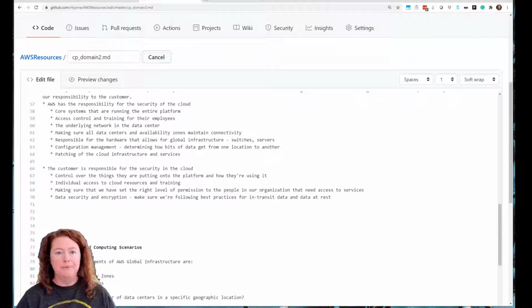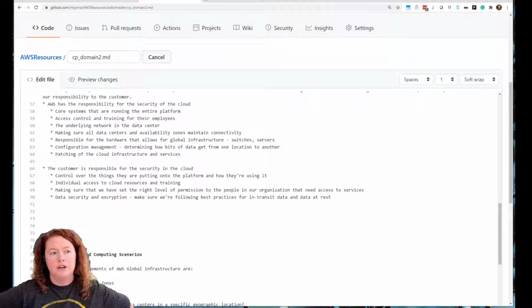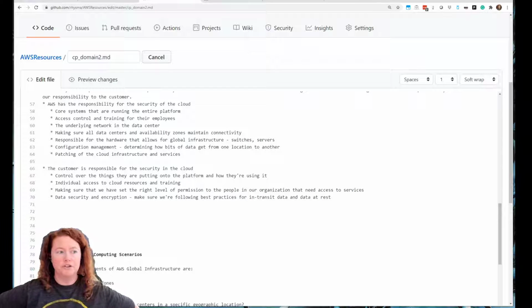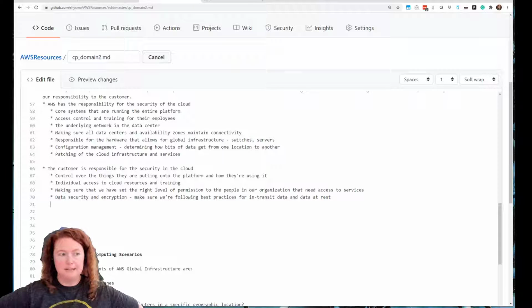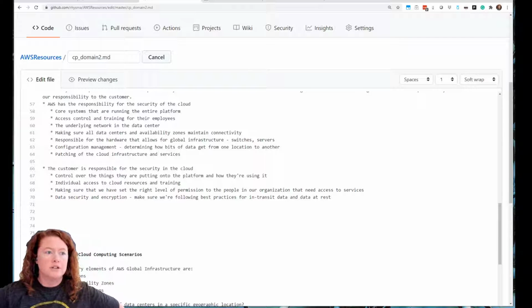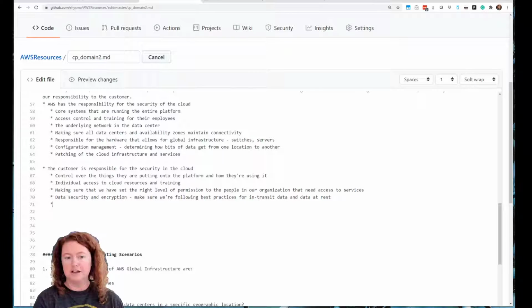So for example, let's say you choose to put unencrypted data in an S3 container. You have the ability to configure the service to store that data so it's encrypted at rest. And it's your responsibility to do so if that's the appropriate thing for that data. So in addition, we have operating systems, networks, firewall configuration, all of that's on us.